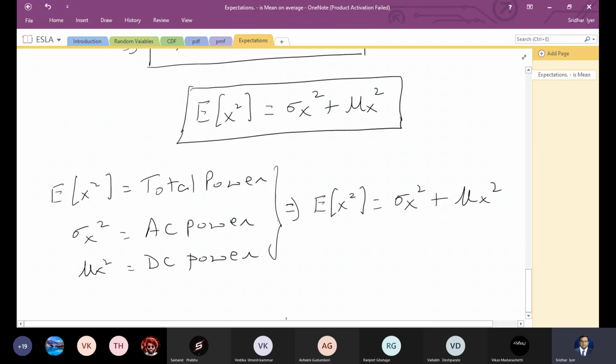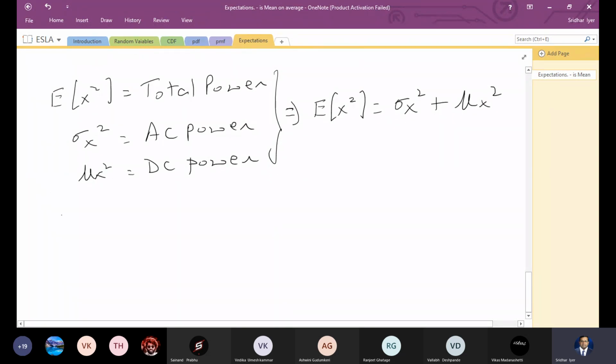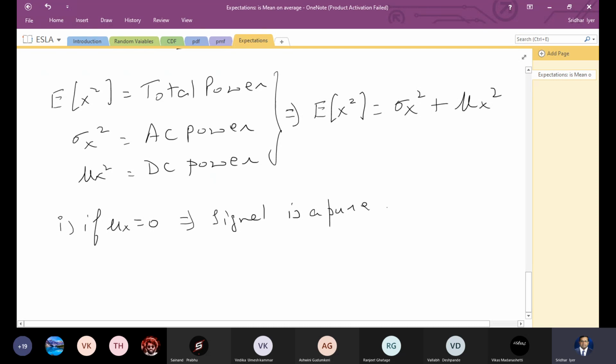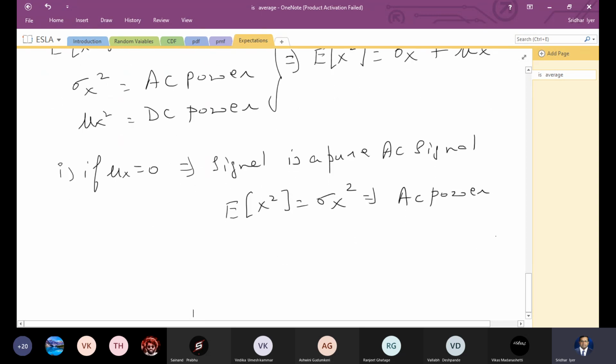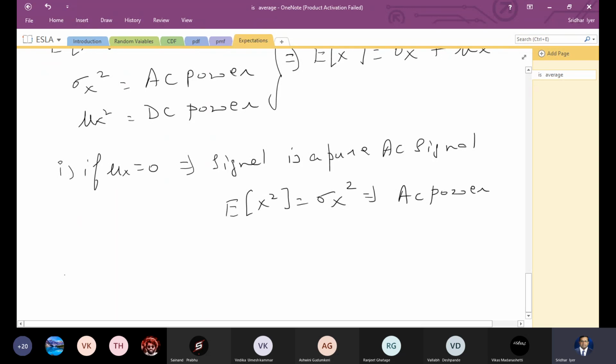Now, in this equation, first up, if mu x is 0, that means if you do not have any DC, then the signal is a pure AC signal, right? So what do you get? You get E of x square is sigma x square, which is nothing but AC power. This is what you would have studied in electronics. When there is no DC signal, all you get is just an AC, fluctuating signal, right?